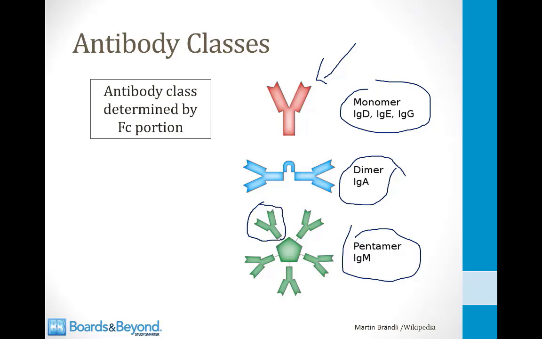And you should remember that the antibody class is determined by the Fc portion of the antibody. This is the Fc portion right here. If it's by itself, it's a monomer. If it's connected to another one, it's a dimer and it's IgA. And then if 5 of them are strung together, it's a pentamer and it's IgM. But it's always this Fc portion that determines what class of antibody you're dealing with.